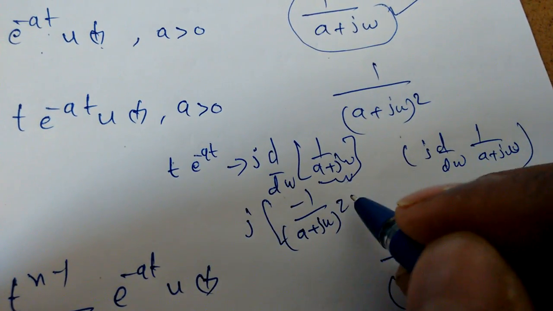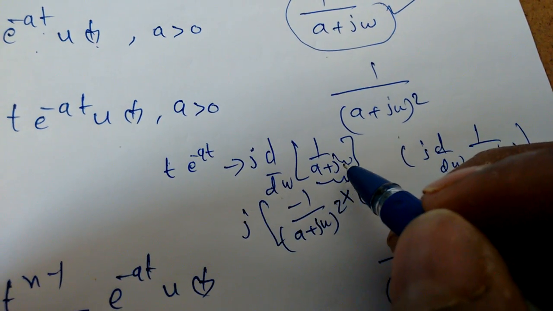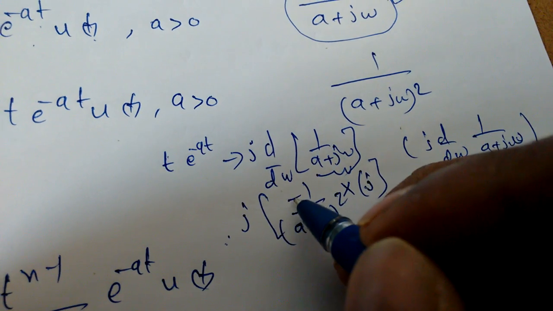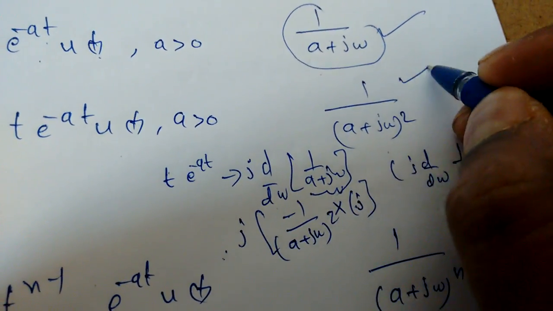So I assume this is X. I have to do it one more time with respect to ω. We will get j here, so j into j, j square. j square is minus 1. Minus 1 into minus 1, we will get 1.